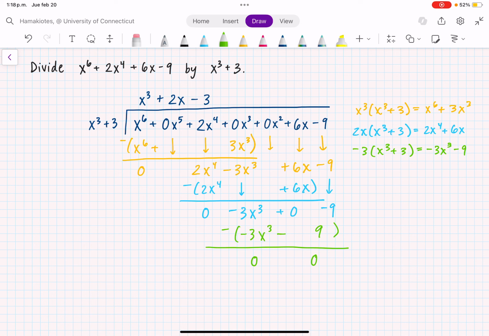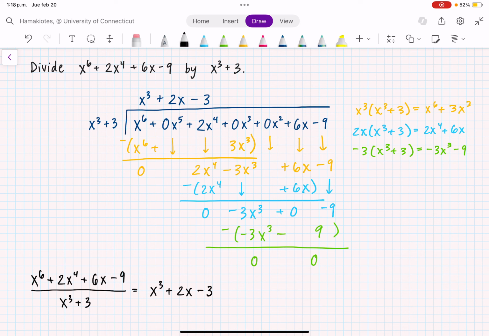So what does this all tell me? This tells me that x to the 6th plus 2x to the 4th plus 6x minus 9 divided by x cubed plus 3 equals x cubed plus 2x minus 3. And that is our final answer.